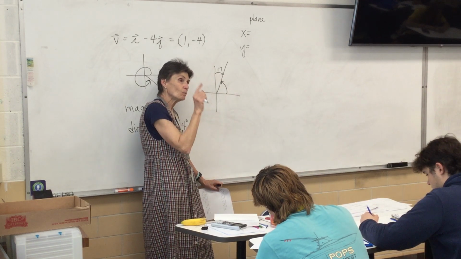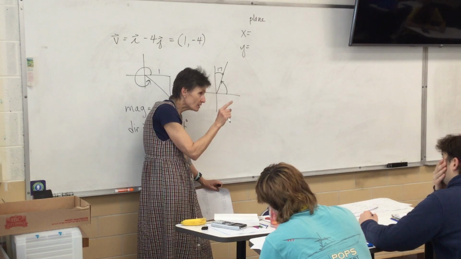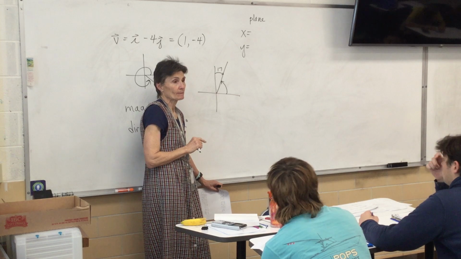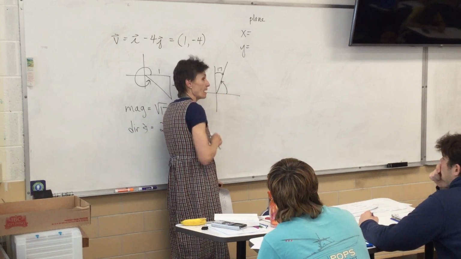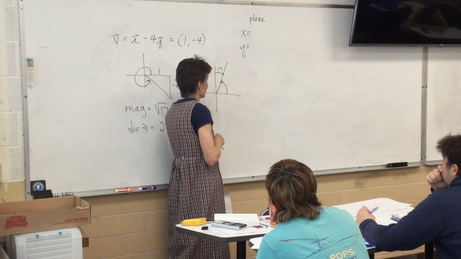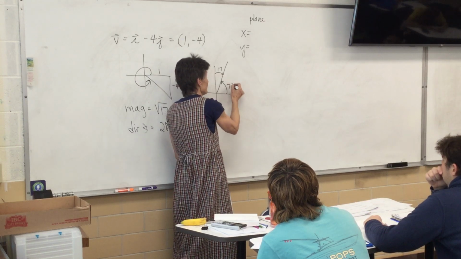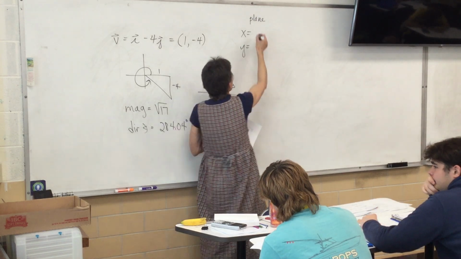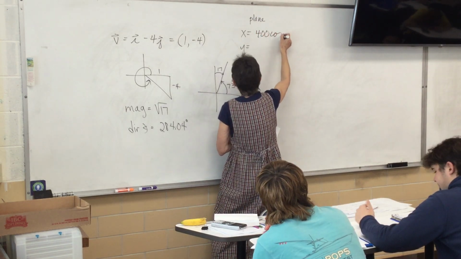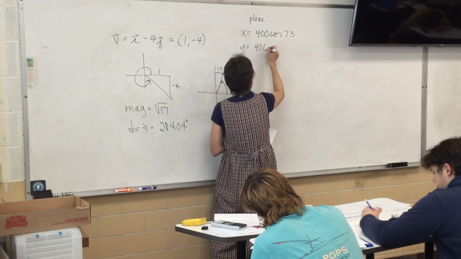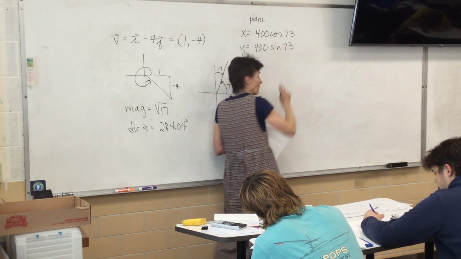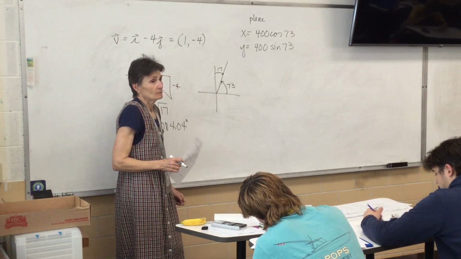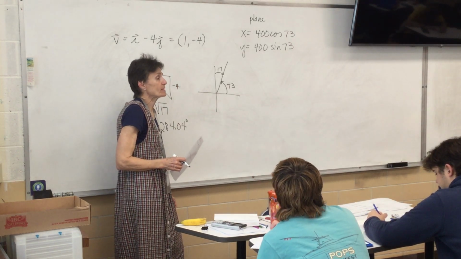Because when we are doing math, we use angles in standard position. So how big is the theta for this guy? 73 degrees. So your components for the plane are 400 cosine 73 and 400 sine 73. Now we don't need to type those in just yet. Those are the components for the airplane.